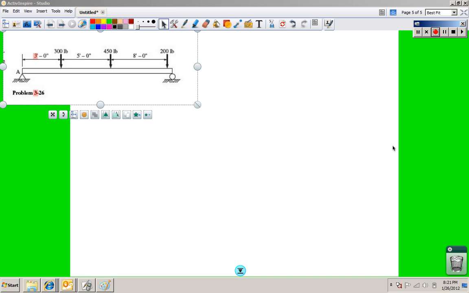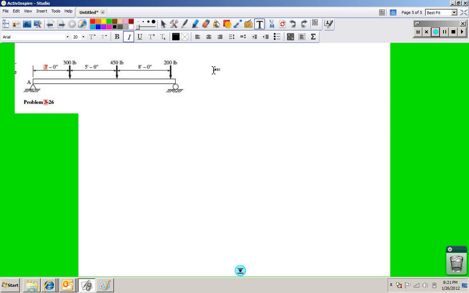Okay, this is problem 326 from the text, and we need to compute two things. We need to know the resultant of these forces in the parallel force system, and we need to know the location. Alright, so the resultant, you guys are old pros at this, it's just the summation of the forces.